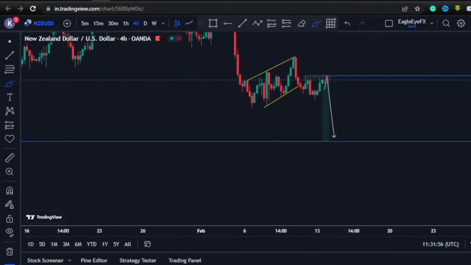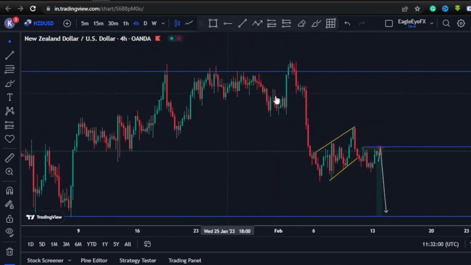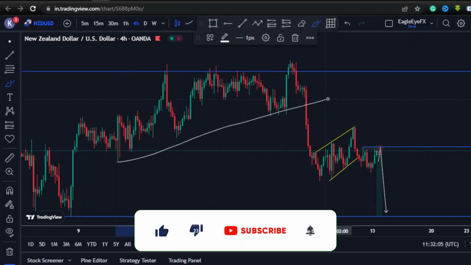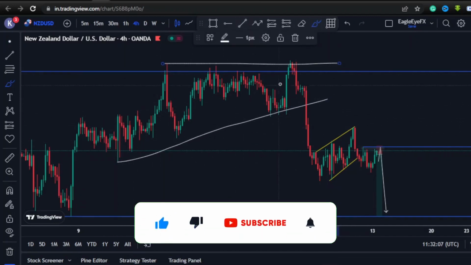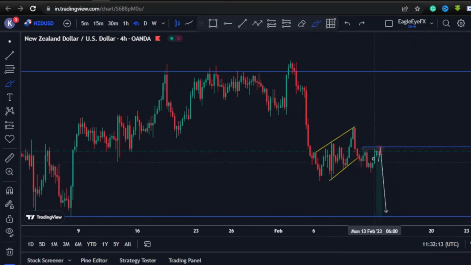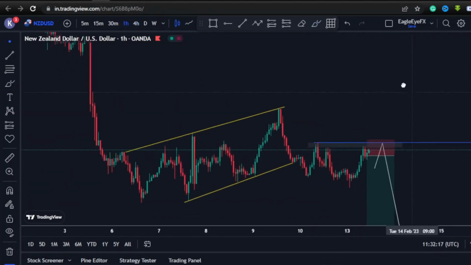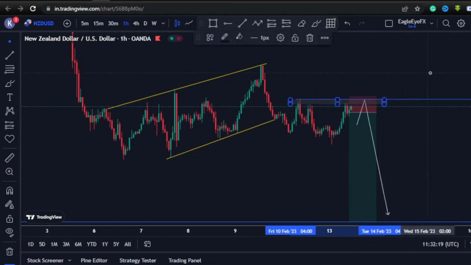So if you go to the 4-hour time frame, you can see we had this structure over here, which the market broke out of and then it gave us our first flag. Now after that, let's go to the 1-hour time frame. You can see that it's giving us something over here. Let me take this one out.